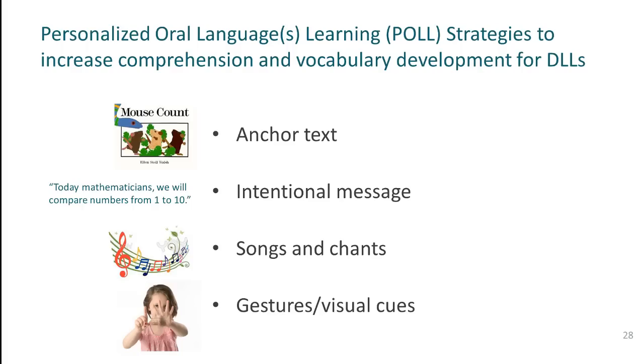Some of the other aspects of POL, personal oral language learning, to increase comprehension and vocabulary development for dual language learners. One thing that we talk about is the anchor text. We'll talk about these things more later. That text provides the topic of the week, the theme, the academic content and the vocabulary that you're going to read throughout the week with the children. So how you select the anchor text is very important.